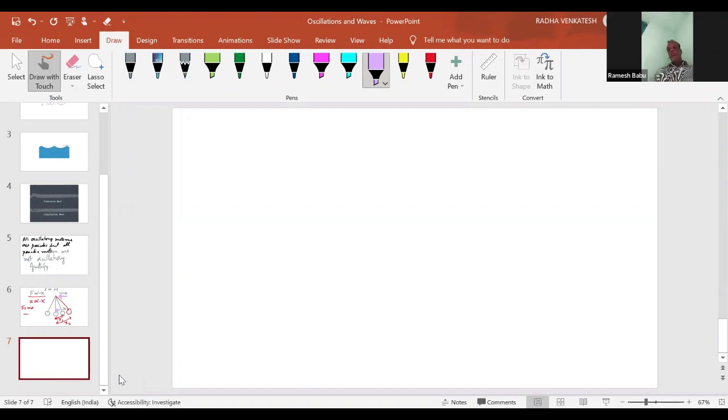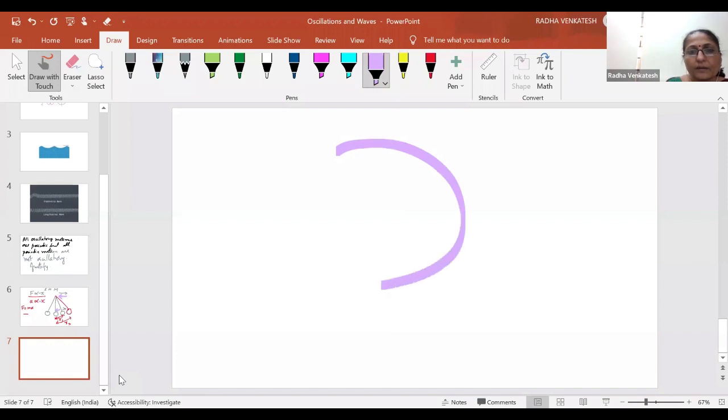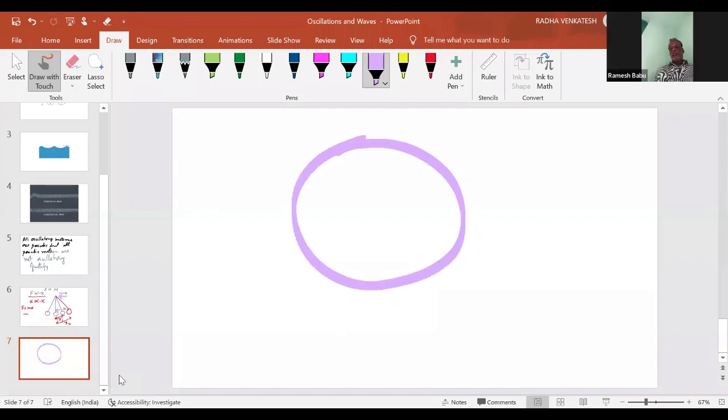So we all know what uniform circular motion is, isn't it? Uniform circular motion is one where the body undergoes circular motion. So I'll try drawing a circle. Let me see if I am not bad. The body is traveling in a circular path where only the magnitude of its velocity remains constant, but the direction keeps changing continuously, right? The magnitude of velocity remains constant. That is called uniform circular motion, isn't it?